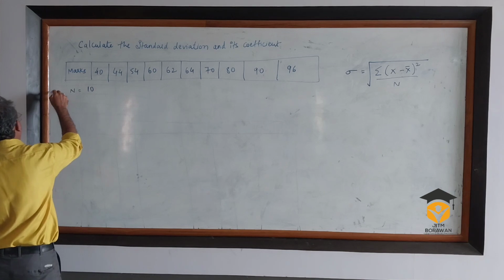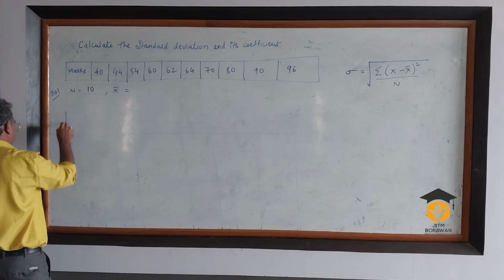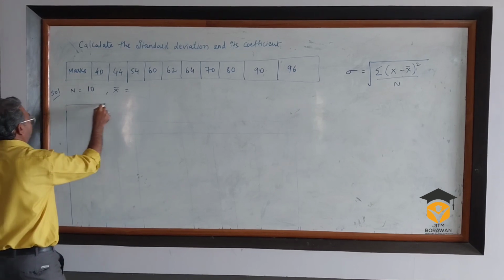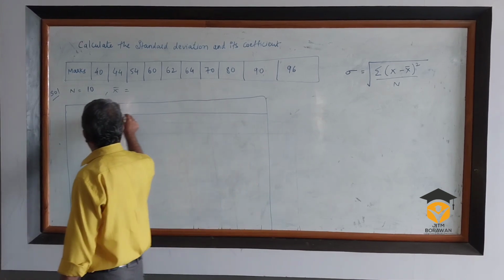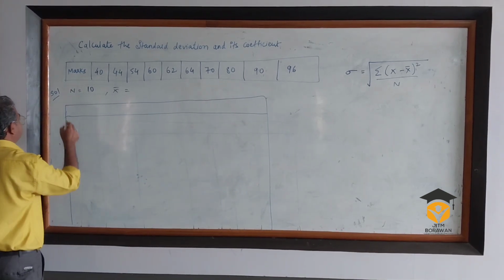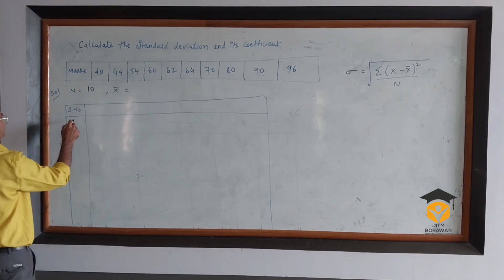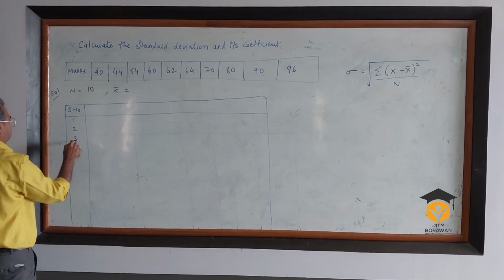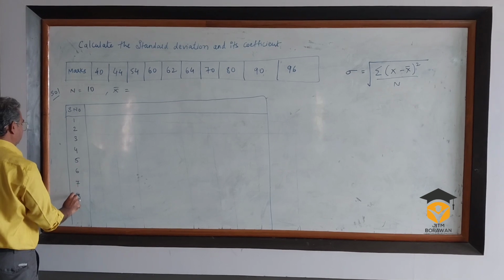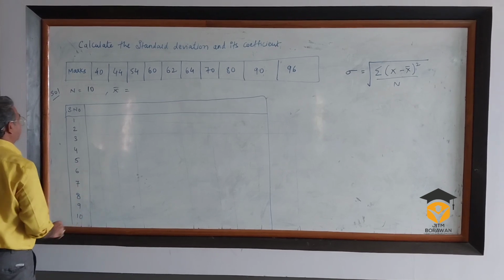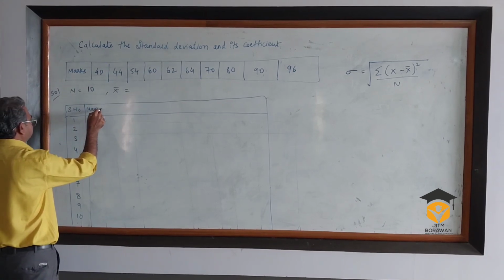Okay, so even we have to find out the x bar. Fine. So we will make a table first. We will make a table, and then we will solve this particular problem, and we will come up with the values. First I am writing the serial number. We have basically 10 values, that is 1, 2, 3, 4, 5, 6, 7, 8, 9 and 10 values, and in the second column I will write marks.